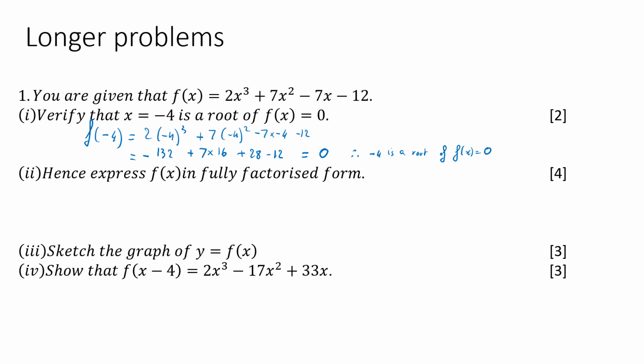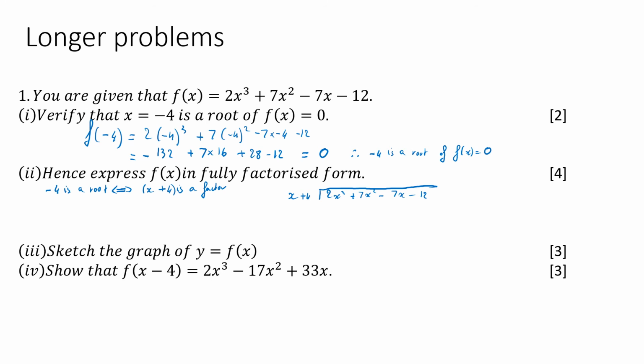So what are we going to need to do? Well, if minus 4 is a root, you can use your Factor Theorem. This means it's equivalent to x add 4 being a factor. So if x add 4 is a factor, then you're going to need to do an algebraic division. So from here, 2x cubed plus 7x squared minus 7x minus 12 can be divided by x add 4. Remember to change sign.